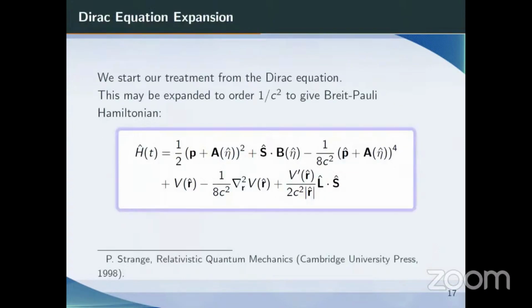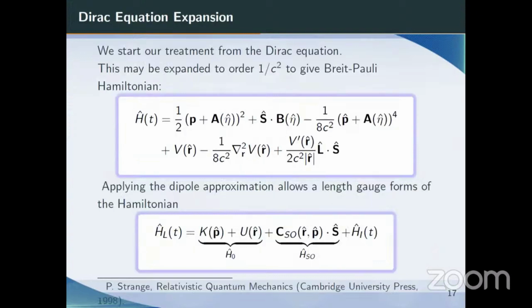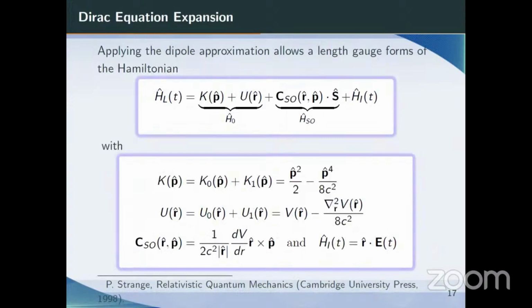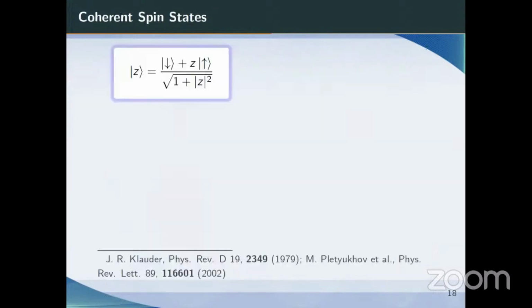So of course, if we expand the Dirac equation to orders of 1/c², we get this Breit-Pauli Hamiltonian. But because we're only looking at 1,600 nanometer wavelength, we can still apply the dipole approximation here. And so this allows a length gauge formulation of the Hamiltonian. And then this can be written in the following way. And the important terms here are a quartic correction to the kinetic energy term, sometimes called a mass correction term, and also the spin orbit coupling term. And that's what we're going to focus on.